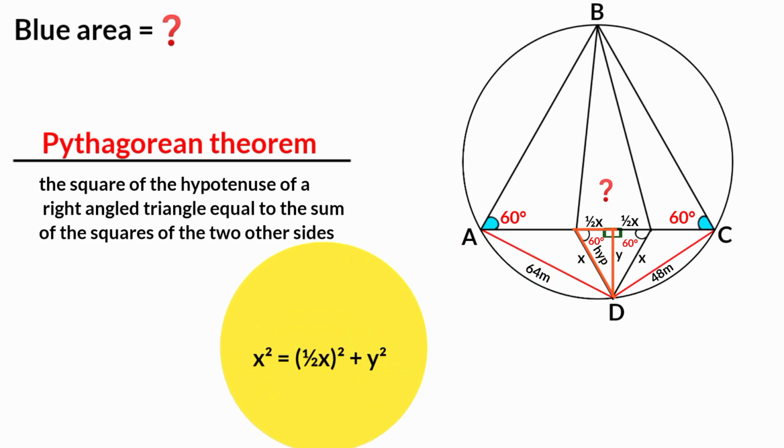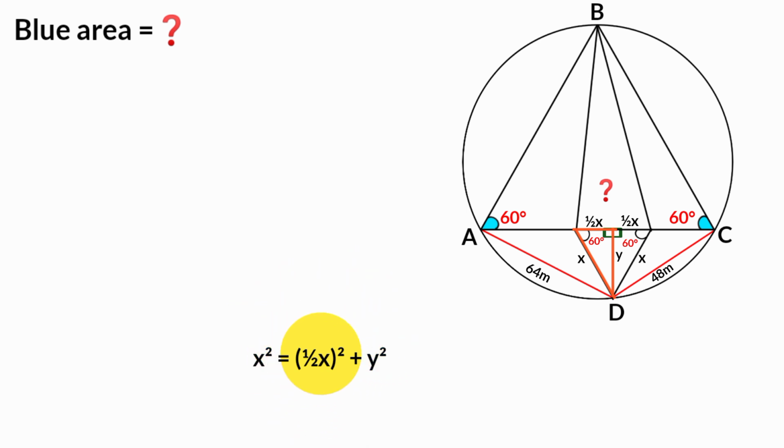So x squared equals (1/2 x) all squared plus y squared. (1/2 x) all squared is 1/2 x times 1/2 x. 1/2 x times 1/2 x is 1/4 x squared. So x squared equals 1/4 x squared plus y squared. Subtract 1/4 x squared from both sides. Here 1/4 x squared minus 1/4 x squared is 0, while here x squared minus 1/4 x squared is 3/4 x squared. So 3/4 x squared equals y squared.